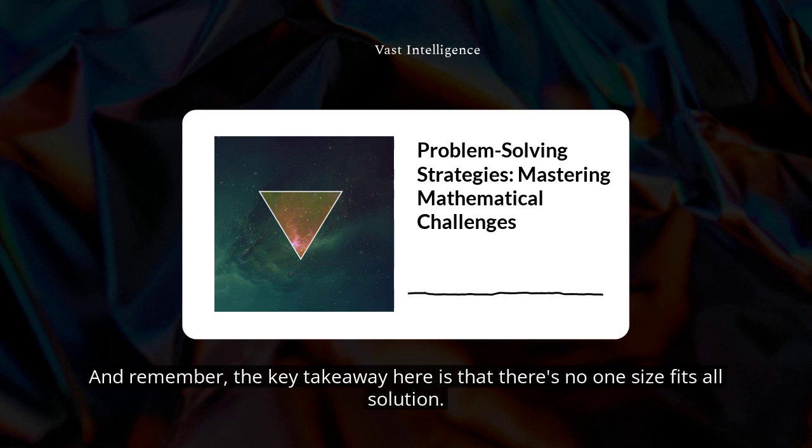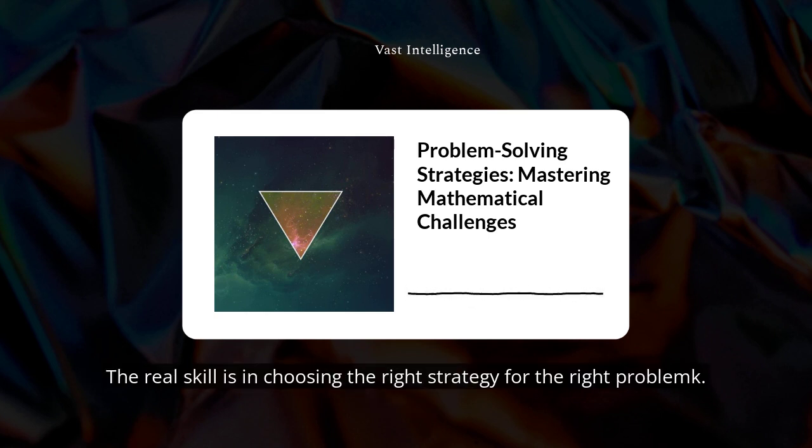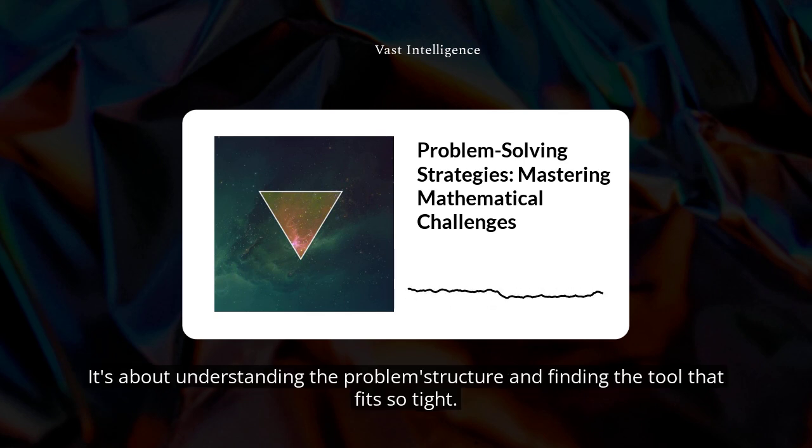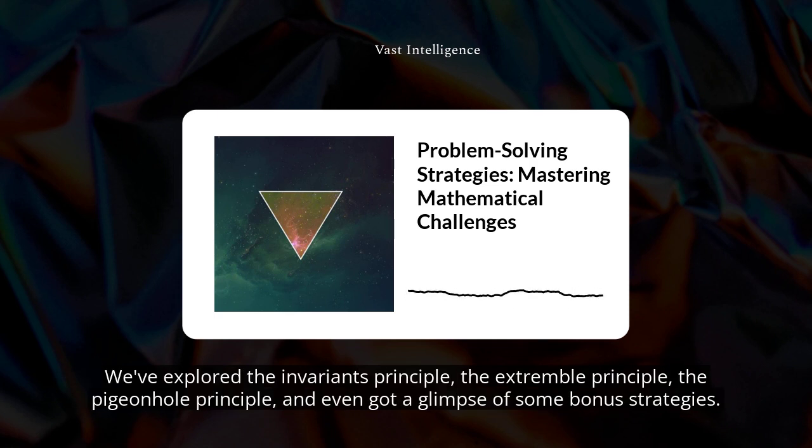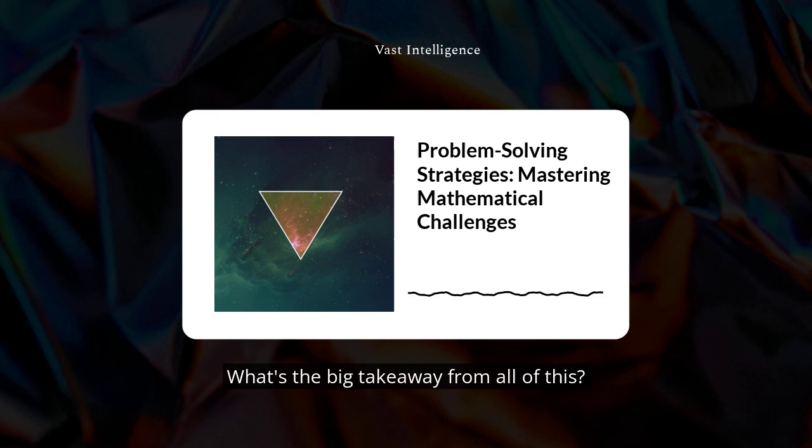And remember, the key takeaway here is that there's no one-size-fits-all solution. The real skill is in choosing the right strategy for the right problem. It's about understanding the problem structure and finding the tool that fits. So, we've explored the invariance principle, the extremal principle, the pigeonhole principle, and even got a glimpse of some bonus strategies. What's the big takeaway from all of this?